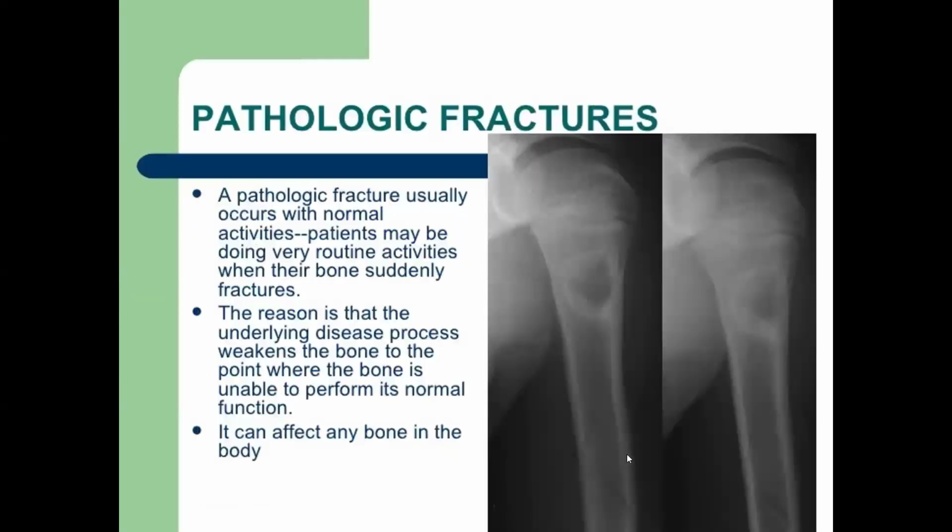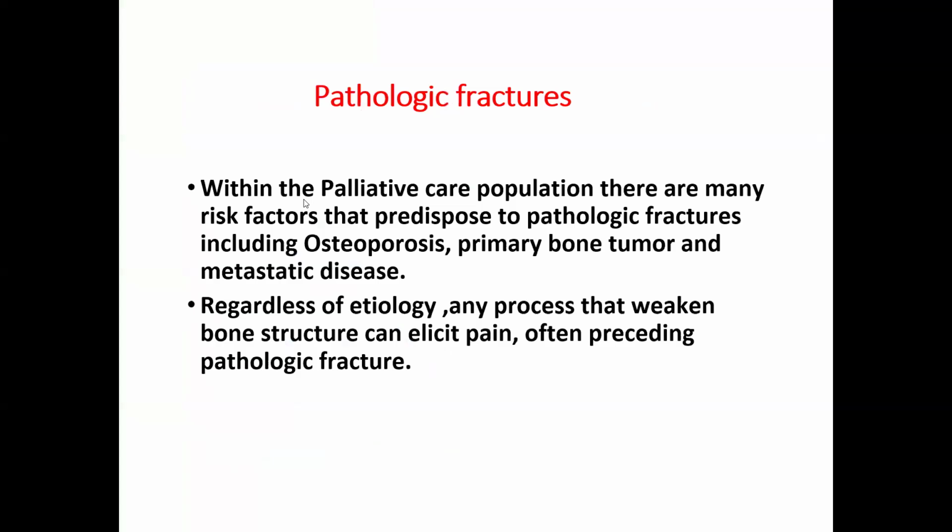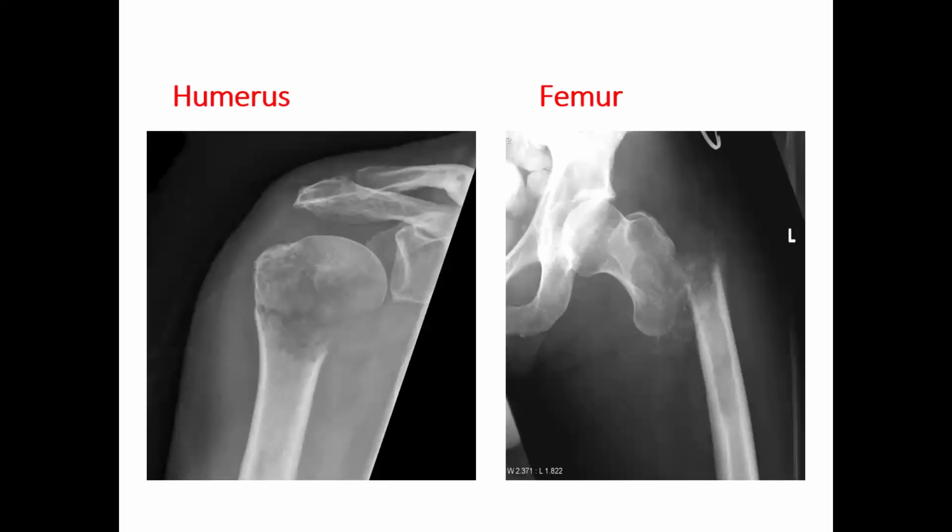Okay, jump into another important emergency, the pathologic fractures. And usually a pathologic fracture happens with normal activity. So this is how you first get it. This is a patient that had normal activity and had all of a sudden a fracture. So in palliative care, there are many risk factors, including osteoporosis, primary bone tumors, and metastatic disease. This is an example, humeral fracture or femur fracture.